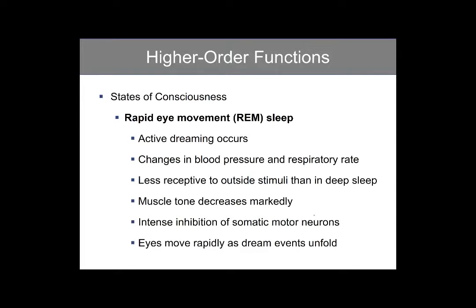Rapid eye movement, or REM sleep, is when active dreaming occurs, and this experiences changes in blood pressure as well as your respiratory rate. Individuals who are in REM sleep are less receptive to outside stimuli compared to deep sleep, and the muscle tone decreases markedly. Intense inhibition of somatic motor neurons leads to rapid movement within the eyes as the dream events unfold, hence the name rapid eye movement sleep.